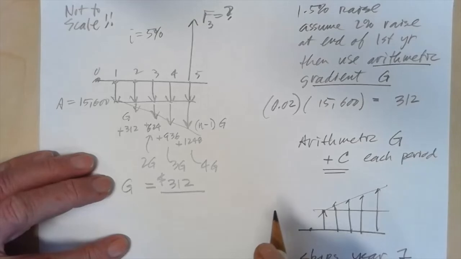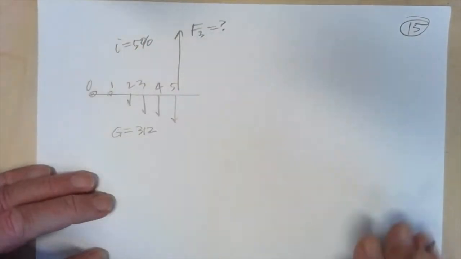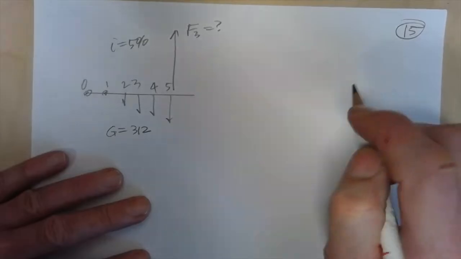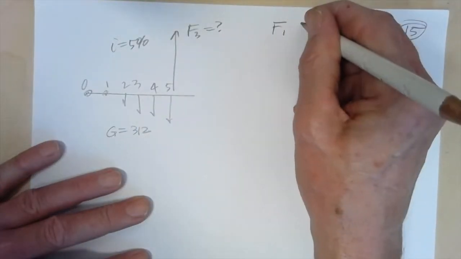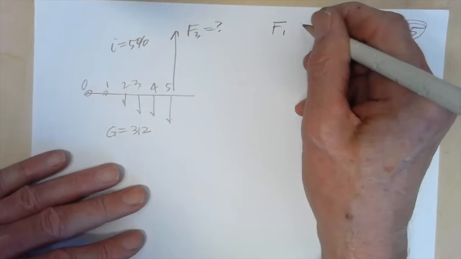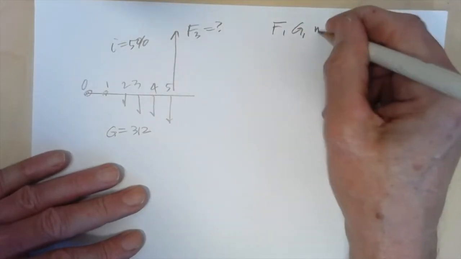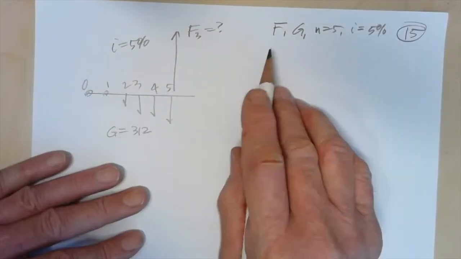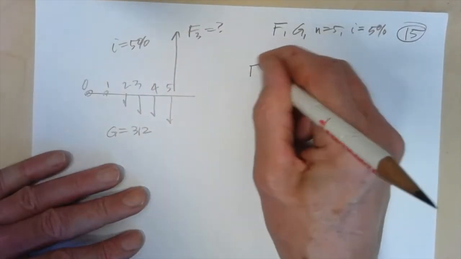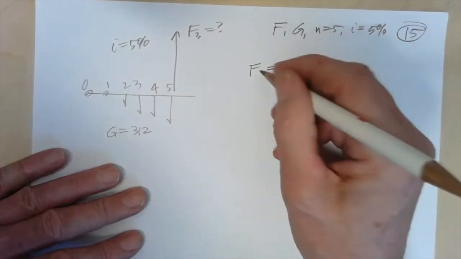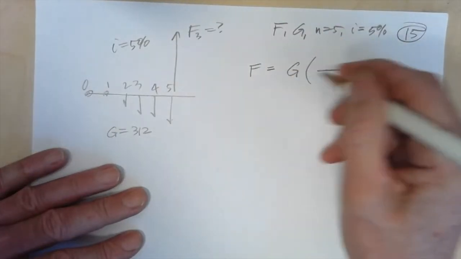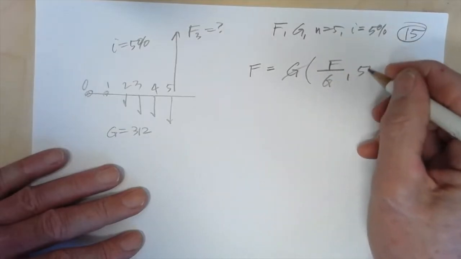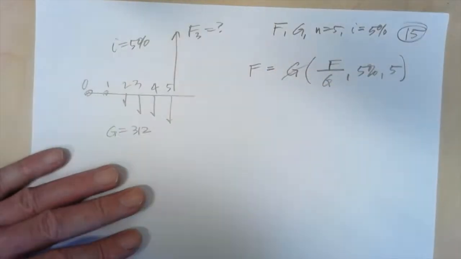All right? Okay. So, how are we going to solve for this? Here's my cash flow diagram. All right. So, what we're going to do is this. We have an F. We don't know yet. We have to solve for it. We do have a G. We have an N equal to 5, and we have an I equal to 5%. So let's find out what the F is. I'll just go to the tables. F is equal to G times, get rid of the G, keep the F, 5%, 5. And now I'm going to go to the tables here.